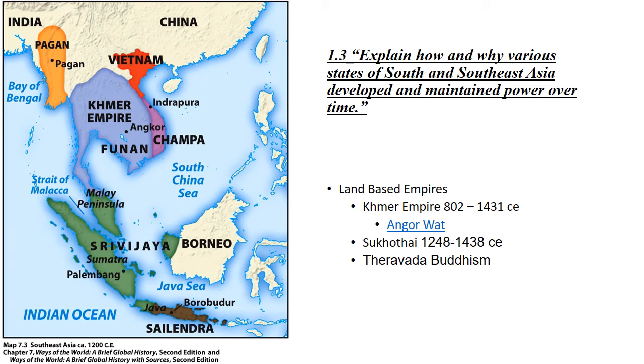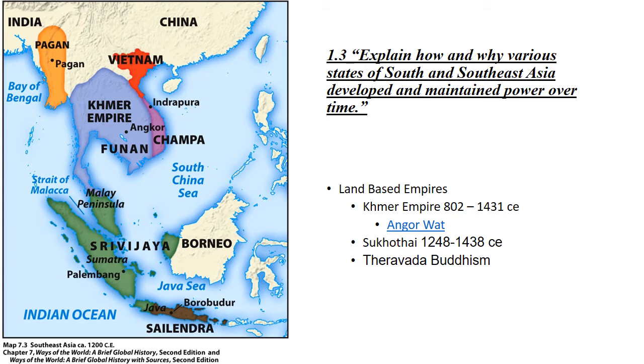Similarly, a land-based power like the Khmer Empire that made its wealth from agriculture and taxes, but also engaging in commerce with the trade routes on the coast to some degree, they themselves would be conquered by another Thai kingdom eventually, the Ayutthaya, that we'll talk about in a later unit.